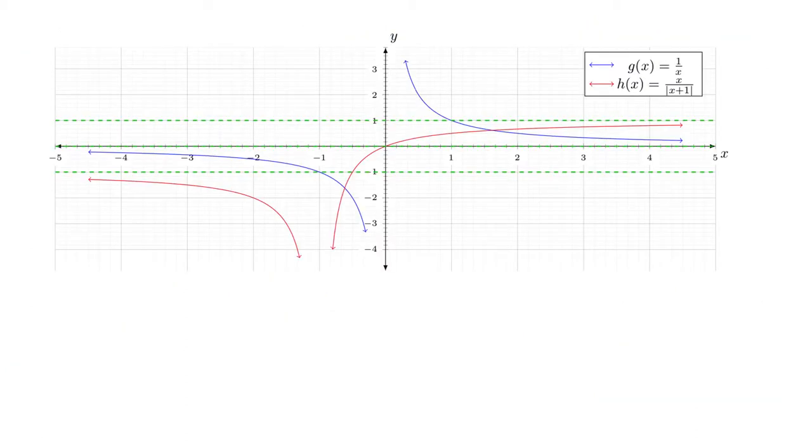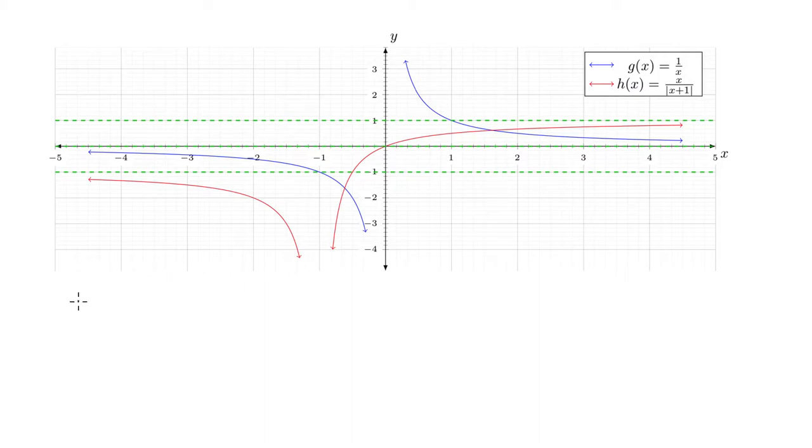Okay, so this is a graph of 2 functions, g of x in blue and h of x in red, that have some horizontal asymptotes. So notice that these green dashed lines are the horizontal asymptotes. So there's one at y equals 0, y equals 1, and y equals negative 1.